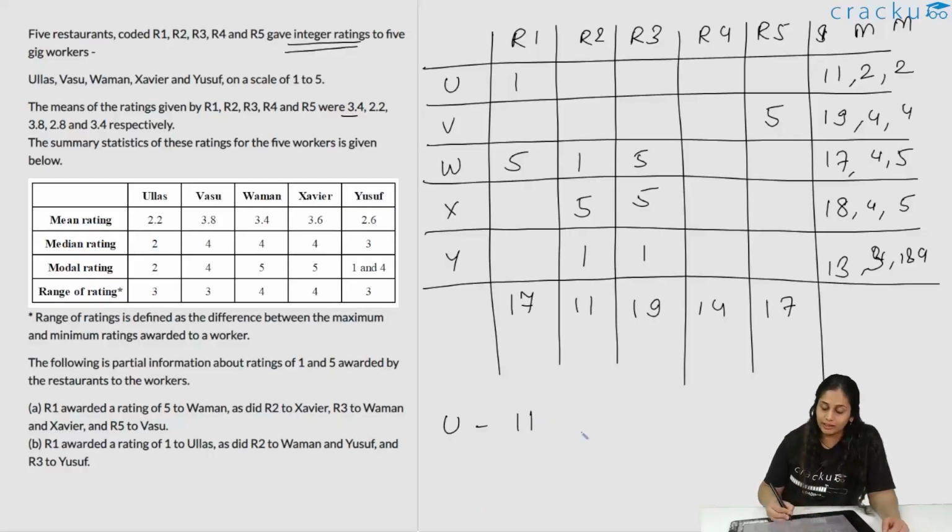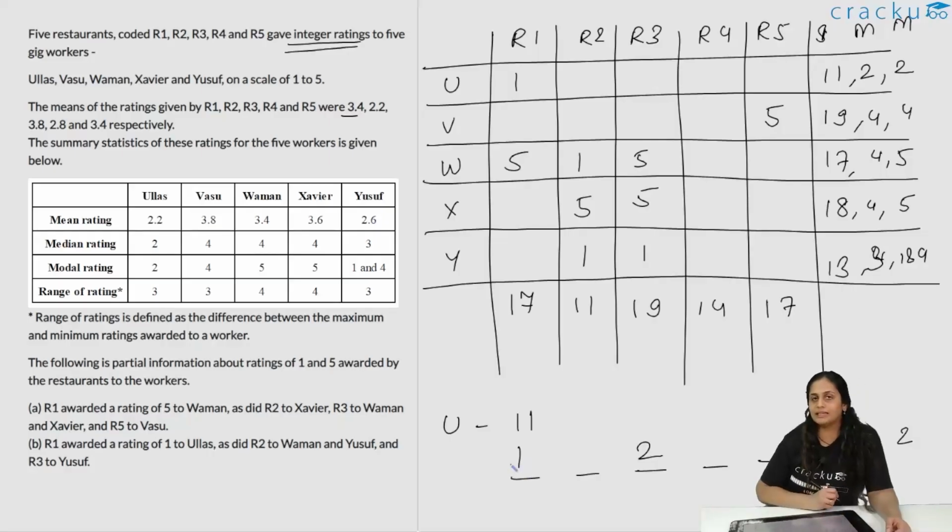The median rating is 2, so that means if these are the 5 values, because there are 5 values, an odd number of numbers, the middle rating would be the median rating. So this is 2 as such. The modal rating is 2, so 2 comes the most number of times, and the range of rating is 3, which means that if the min is 1, the max is 4, if it is 2, the max is 5 as such. Over here, consider the case for Ullas. Since 1 is given, this has to be 1. 1 is definitely there because 1 is the rating given by this as such.